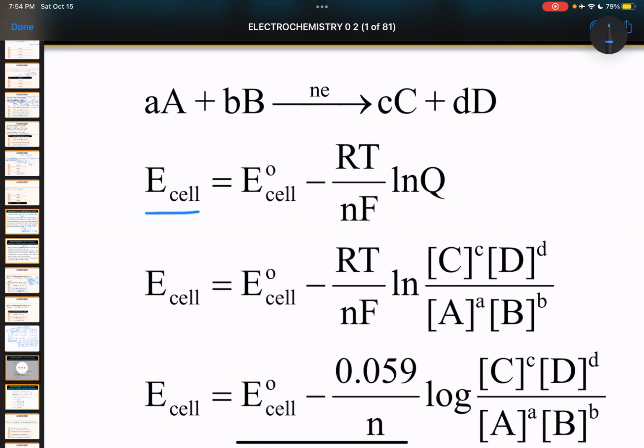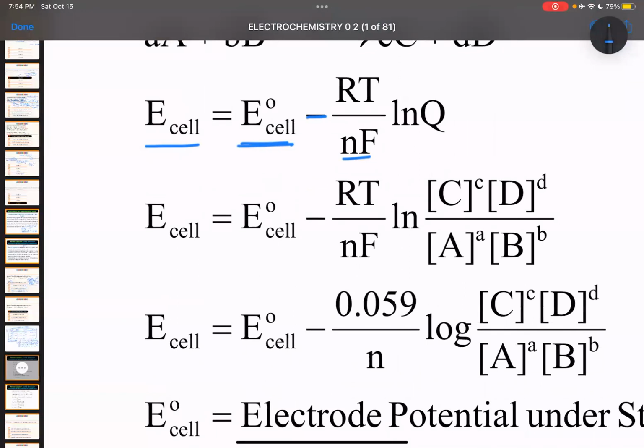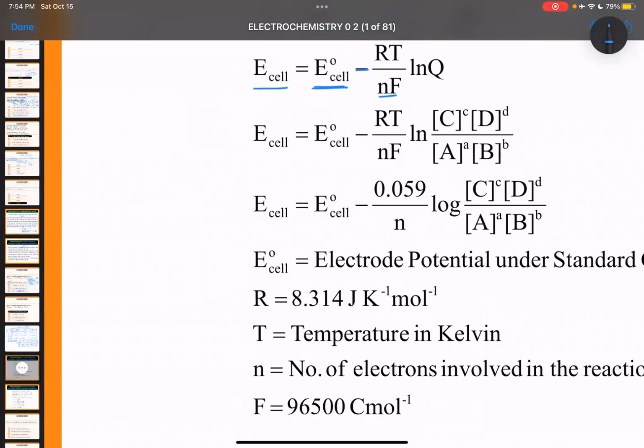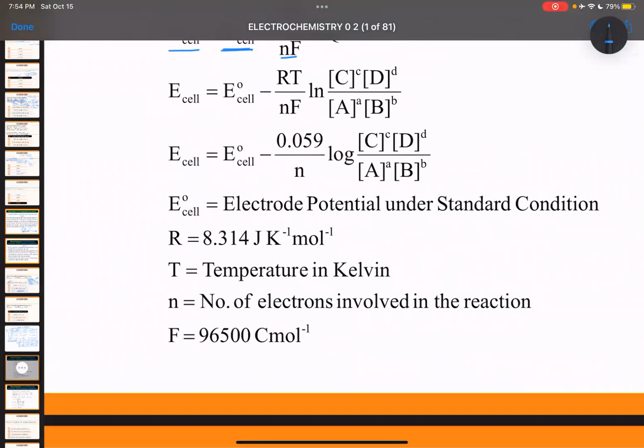So E cell, which is the non-standard, the naught is not there, equals standard EMF minus RT by nF. R is the gas constant, T is temperature in Kelvin. n is the number of electrons which are transferred from anode to cathode. F is what? F is Faraday's constant. This is the charge of 1 mole of electrons.